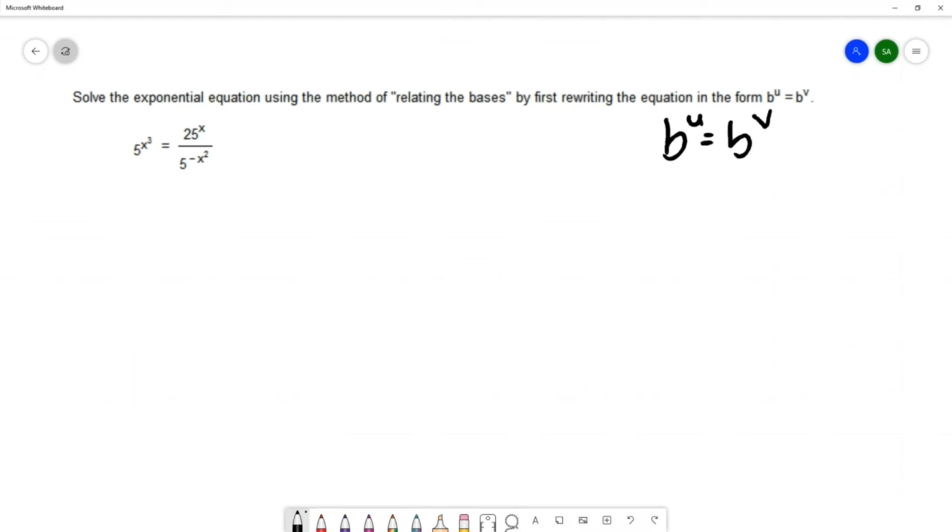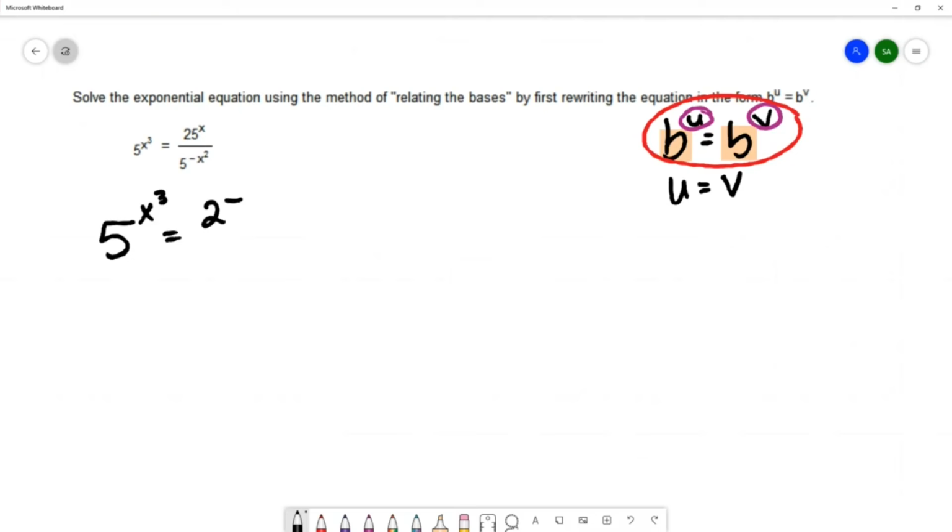The relating the bases method says that once the bases are the same, the exponents must be equal to each other. So we're going to be able to simplify the equation to be u equals v. Now we have some work to do to rewrite the equation in this format. Let me write it a little bit larger. We have 5 to the x cubed equals 25 to the x over 5 to the negative x squared.